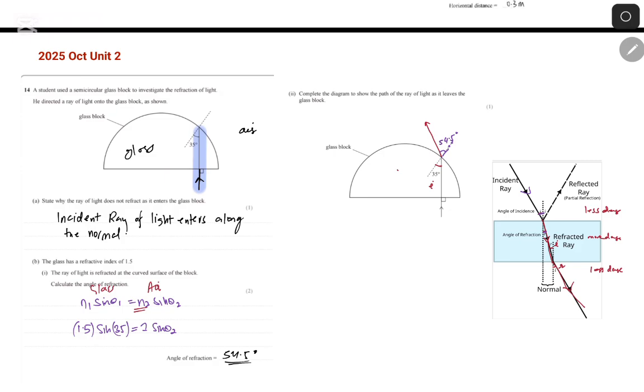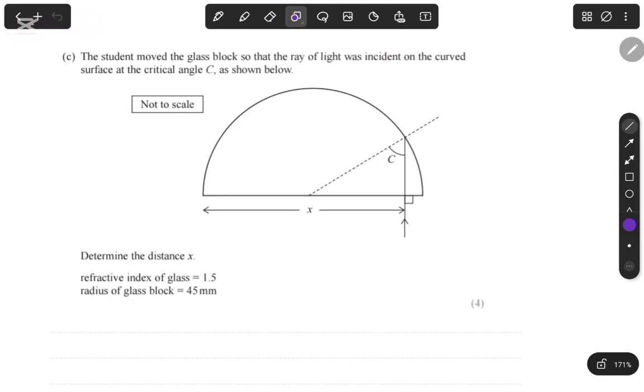Now we'll move on to the final part of this question. So here's the final part. It's a bit of a tricky question at the end. The student moved the glass block so that the ray of light was incident on the curved surface at the critical angle C as shown below, and we have to determine the distance x.